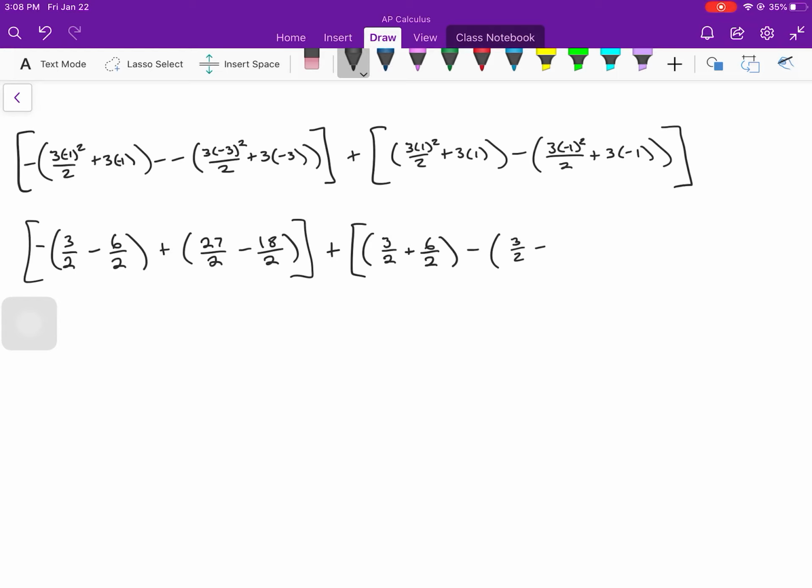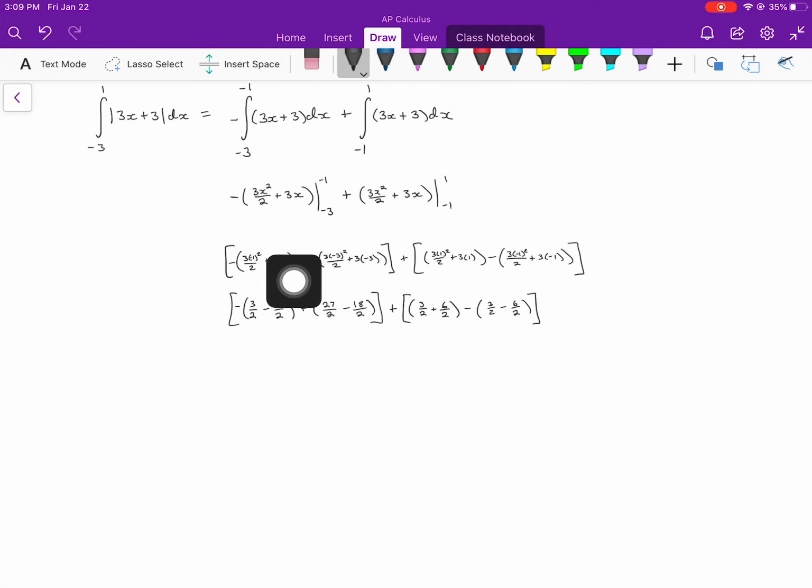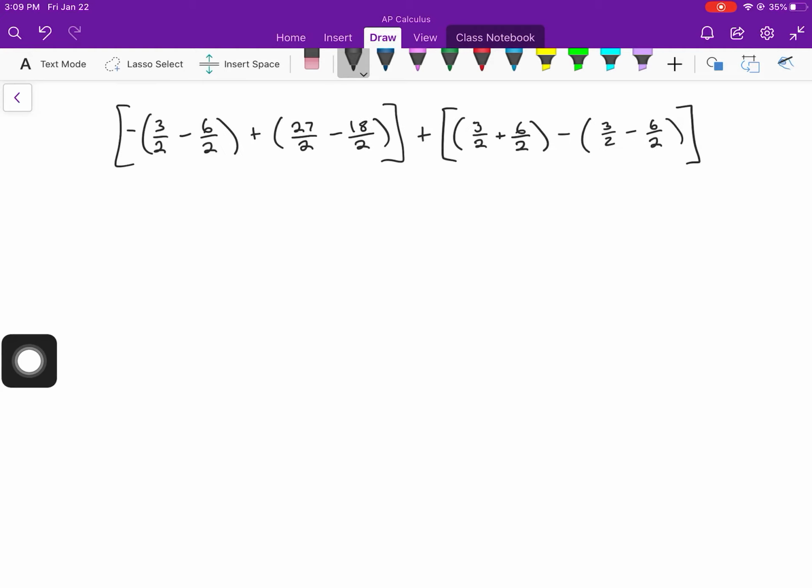That's what I'm saying. Be very careful with the details. That's what's going to get you, and that's why I'm going over this part. Usually I kind of leave off right here and go, okay, I set it up for you, good luck. But it's a lot of these details that get everyone. 3 minus 6 is -3 over 2. Of course, we have that negative in front of it. Plus 27 minus 18 is going to be 9 over 2.